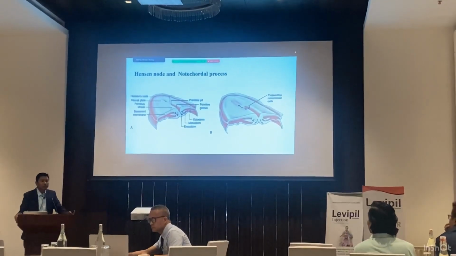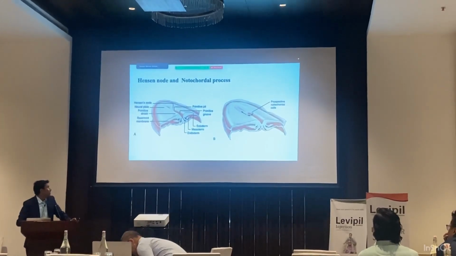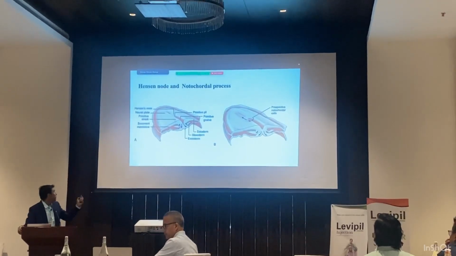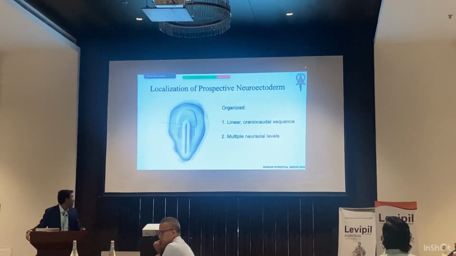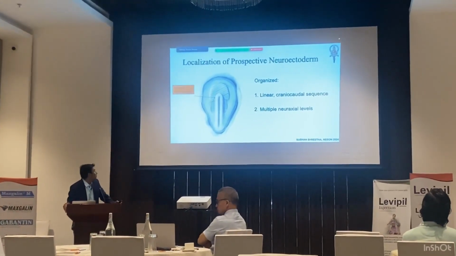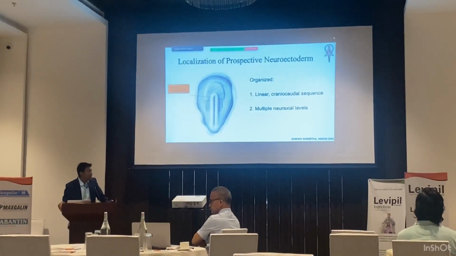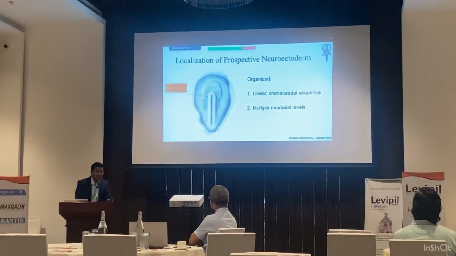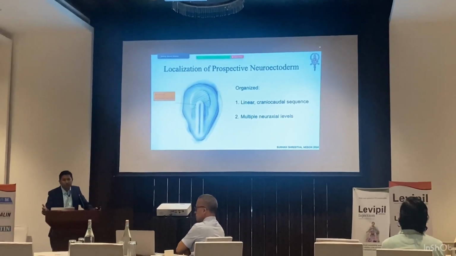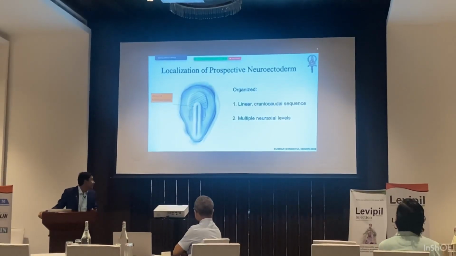So we should know about the Hensen's node, which is a very important structure. I will be repeating about this Hensen's node very much. And here we can see that the prospective notochordal cells are producing the cells under this Hensen's node. Now this Hensen's node is the area where there will be the localization of the prospective neuroectoderm, and the cells are arranged in a linear cranial caudal sequence, so that the forebrain becomes the cranial part and then the midbrain. And there are also theories which suggest that the cells are formed in multiple neuroaxial layers. So here we can see the shaded color which can be found in the cranial as well as the caudal end.